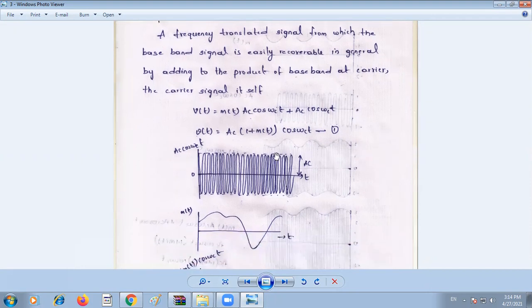The amplitude modulation process, let us see this in mathematical terms. V of t is equal to m of t cos omega c t. This term is the frequency translated term. Now, plus Ac cos omega c t. So this addition of Ac cos omega c t to the translated signal gives what is known as the modulated signal. That is Ac into 1 plus m of t, cos omega c t. So this equation 1 is the amplitude modulated mathematical equation.